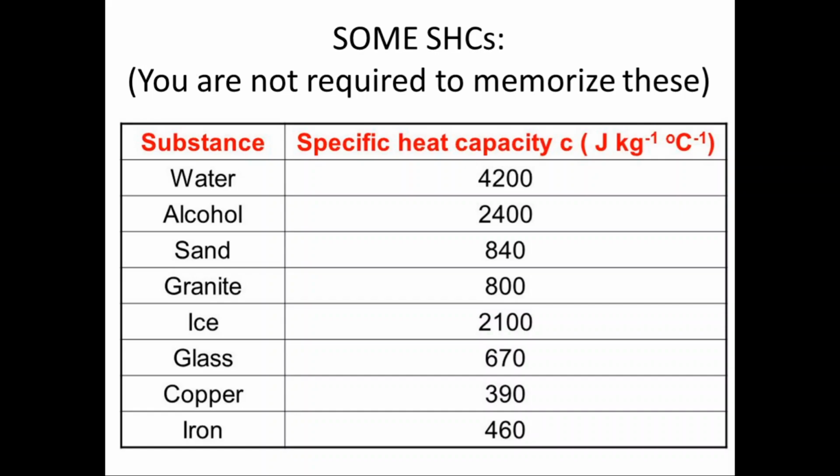If you look at this table and look at similarities, you'll notice that water and alcohol, which are liquids, have some of the highest heat capacities, and metals like copper and iron have the smallest heat capacities.